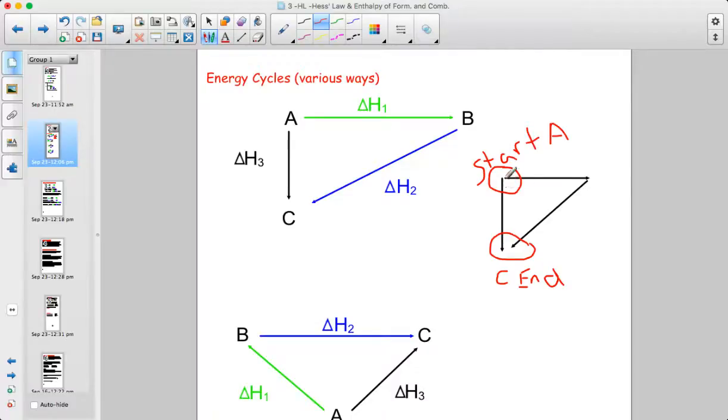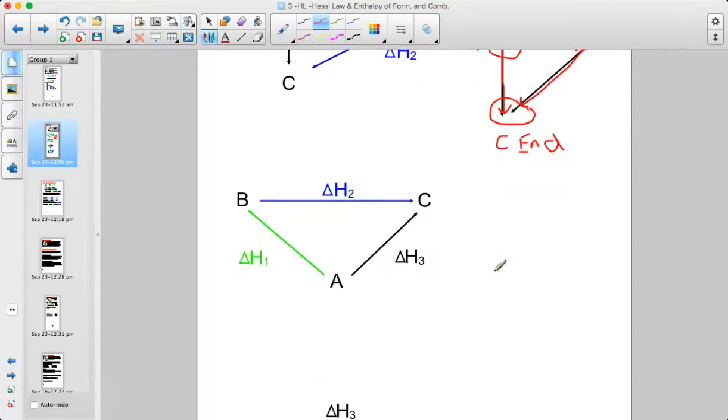And so the change to get from A to C should be the same whether I do it in this one step or in these two steps, like so. Again, look for where the two butt ends of the arrows are and the two arrow heads are, and you'll know where the A and C are, where the start and the finish are.